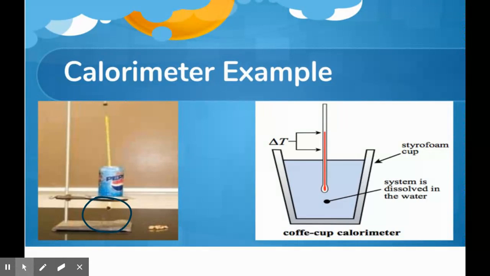The second one is a styrofoam coffee cup that again has a certain amount of water in it, and then you can put a hot object into the water, such as a metal, and measure the temperature change of the water as the heat is transferred from the metal to the water. These are examples of two things we will be doing in the lab this unit.